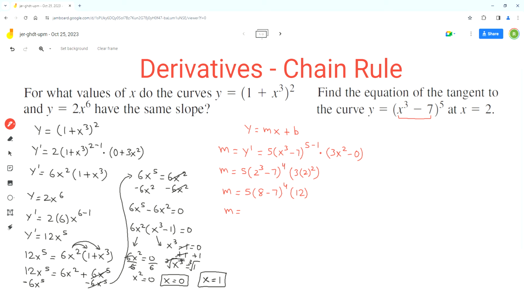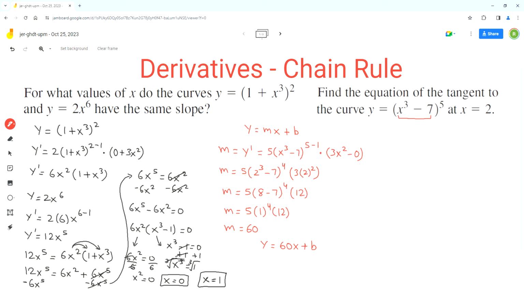Now in the next step, we can simplify the terms in the parentheses. So 8 minus 7 is 1. So 1 exponent 4 times 12, and 1 exponent 4 is just 1. So 5 times 12 is equal to 60. So this is the slope of the tangent line. So now we can rewrite the equation of the tangent line with the slope value. So 60x plus b.